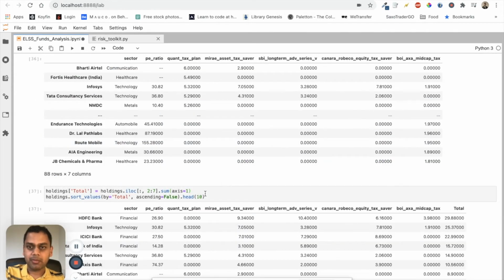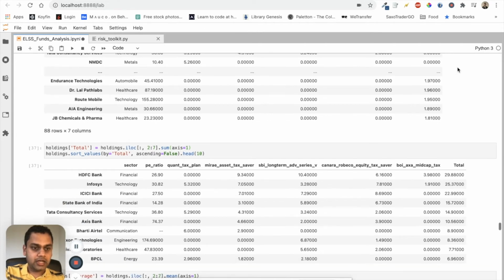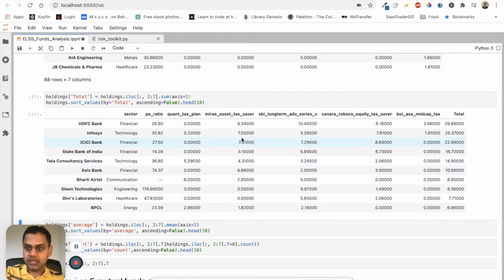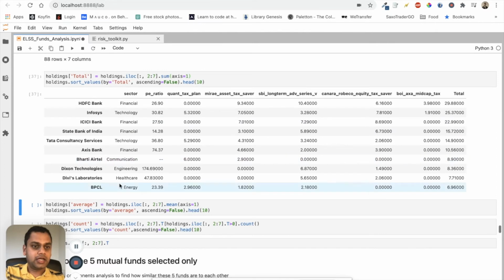We're just going to sum up these rows and calculate a total here, and that tells us which stocks are held the most, or as a composition of assets, which stocks have the highest holding percentage. And what we see is some of the large cap names like HDFC Bank, ICICI, a lot of banks in the top 10, but tech companies as well are on this list.